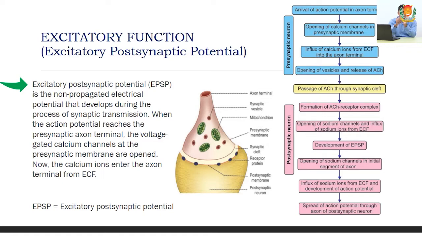Now what is the extracellular fluid? The fluid which is outside the neuron is known as extracellular fluid, where the sodium ions are present. So when the acetylcholine makes a complex with the receptor, the sodium ion channel opens and sodium का influx होगा post synaptic neuron में. So पोस्ट साइनेप्टिक न्यूरॉन में जब सोडियम ज्यादा जाएगा तो किसका डेवलपमेंट होगा? ईपीएसपी, एक्साइटेटरी पोस्ट साइनेप्टिकल पोटेंशियल.